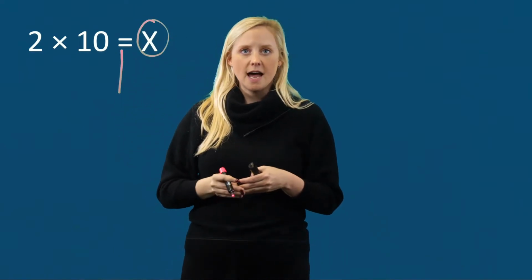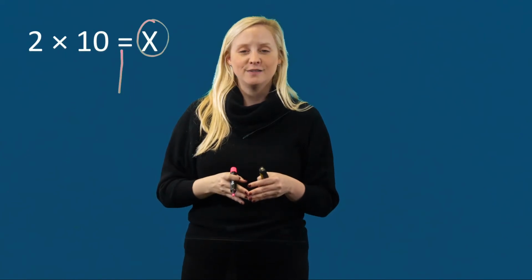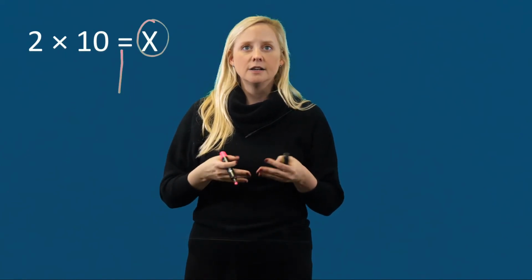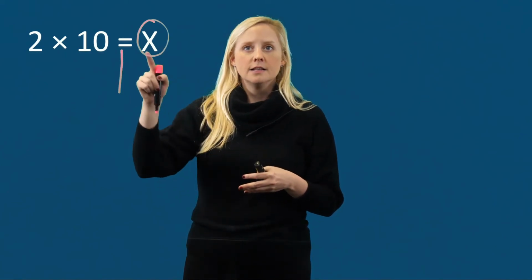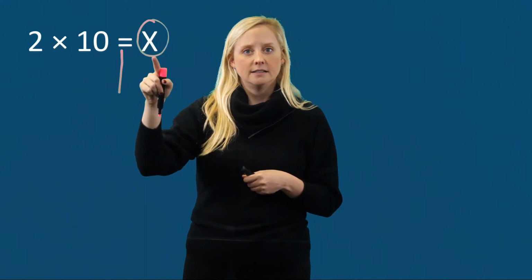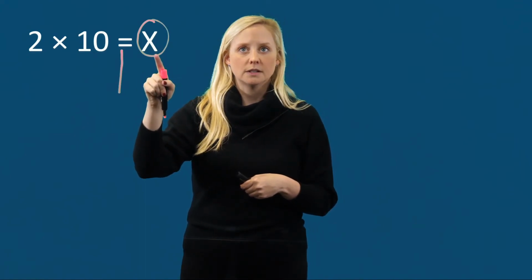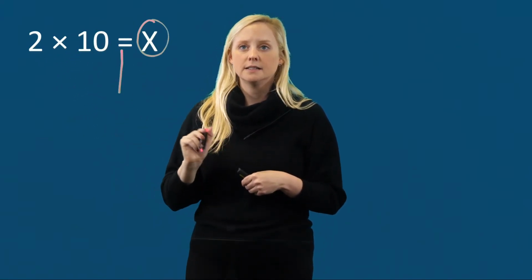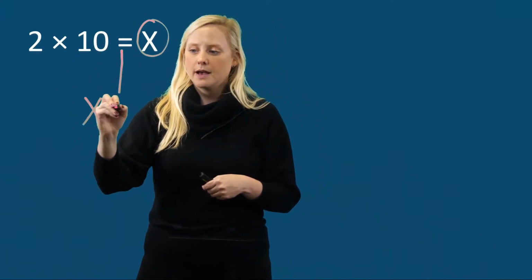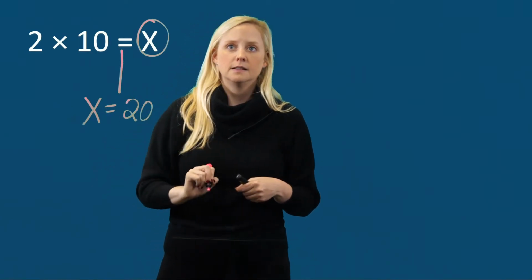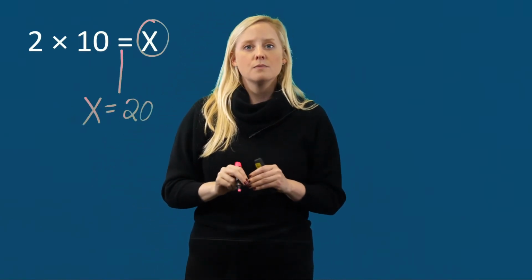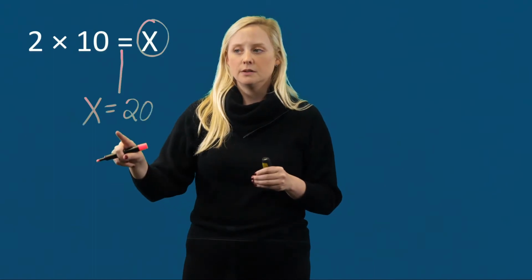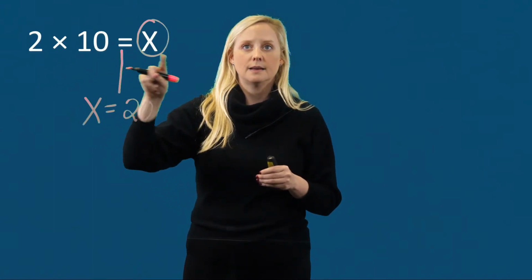Here, we've circled the x. Now we need to ask ourselves, is the x already isolated or do we need to isolate it? In this problem, we see that the x already is isolated and alone on this side of the equal sign, so we can simply multiply these two numbers. 2 times 10 is the same as 20, so x is the same as 20. And when I read my completed equation, it reads 2 times 10 is the same as 20.